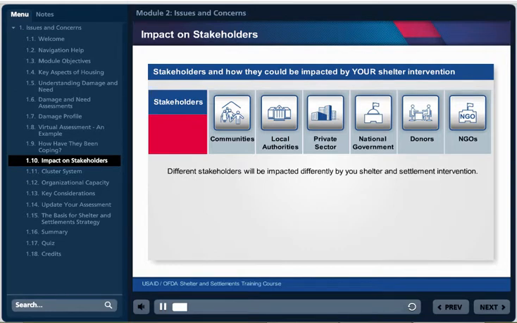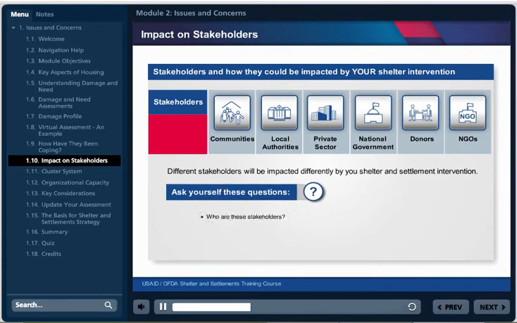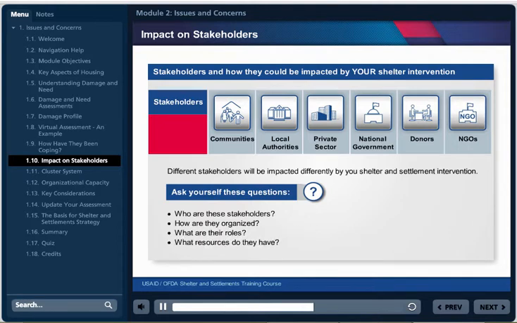Different stakeholders will be impacted differently by your shelter and settlement intervention. It is important to ask, who are these stakeholders? How are they organized? What are their roles, and what resources do they have? Let's have a look at some key stakeholders often encountered in a disaster environment. Click each stakeholder icon to learn more.